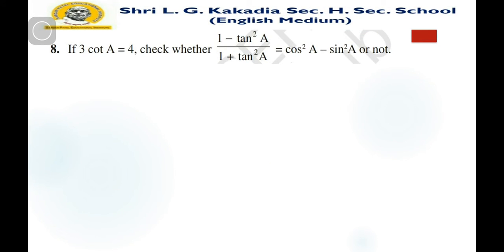Now example number 8: if 3 cot A is equal to 4, cot is the inverse of tan, so it is adjacent side upon opposite side. Check whether (1 minus tan square A) upon (1 plus tan square A) is equal to cos square A minus sin square A. Here we want to show LHS is equal to RHS. So first we find the value of LHS, after that we find the value of RHS and we make them equal.